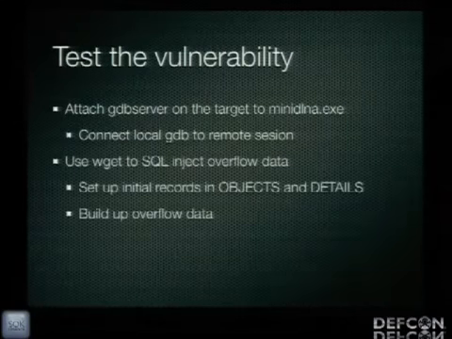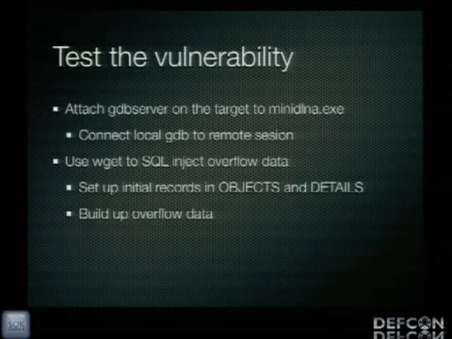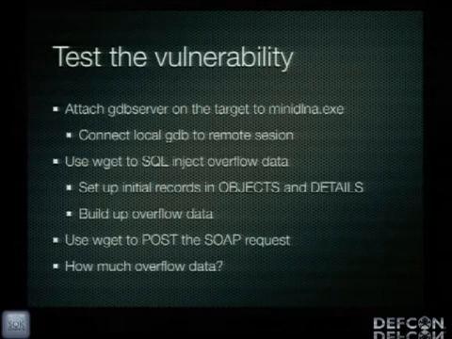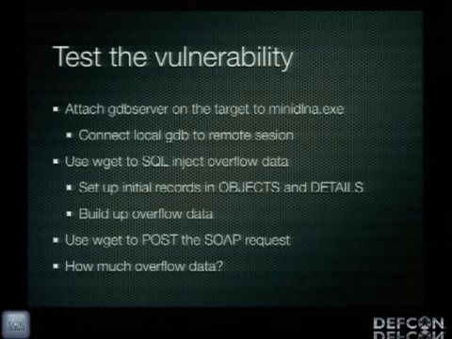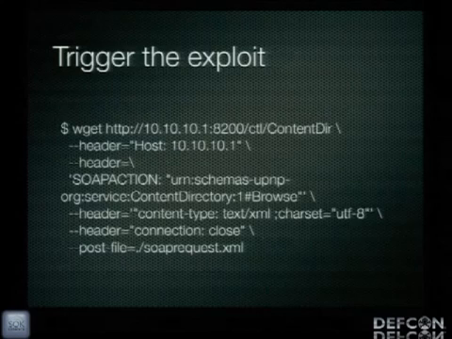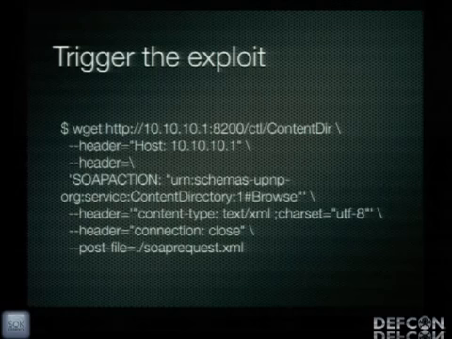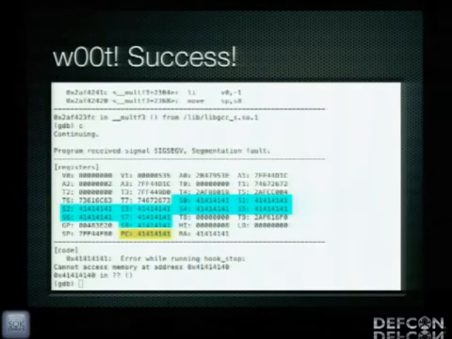Then use wget to stage a couple of records that will satisfy the left join, and then start building up your overflow data in the database. Then use wget to post a SOAP request. So how much overflow data do you need in the database? Well, it's just a matter of repeating this process until you get a crash in GDB. And then to trigger the exploit using wget, you just use this incantation, and that will actually post your SOAP request. When you do that, if you get a crash in GDB, you should see something like this.